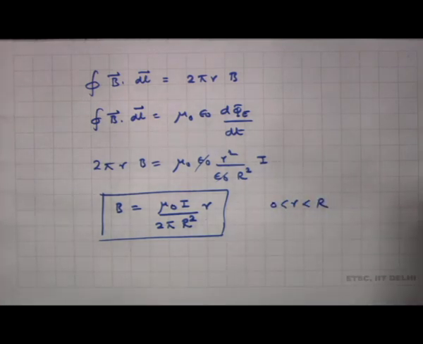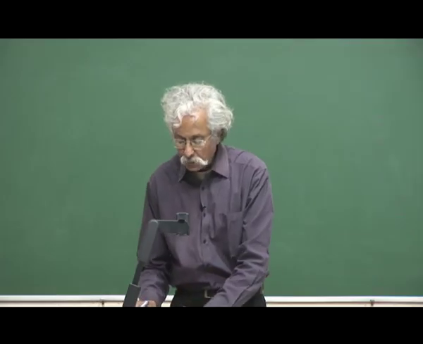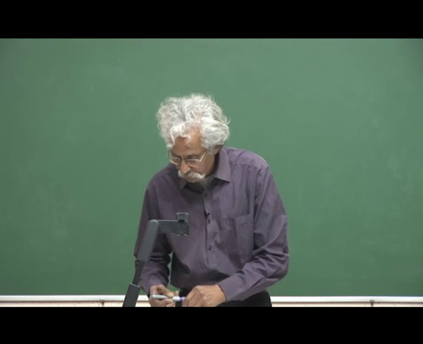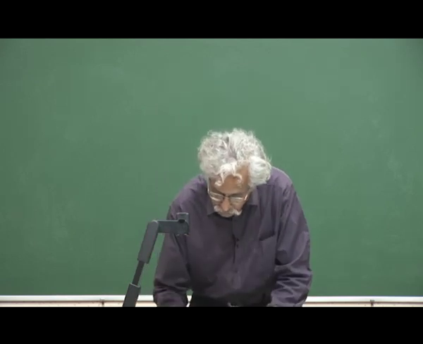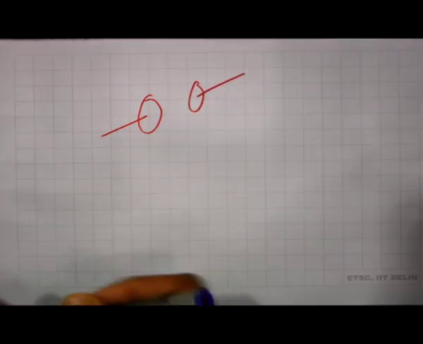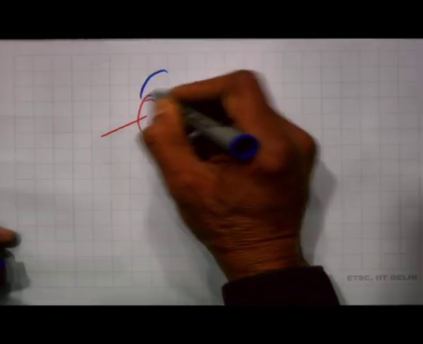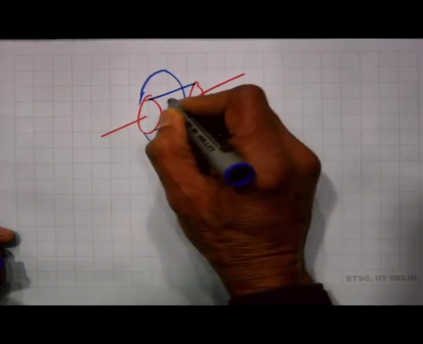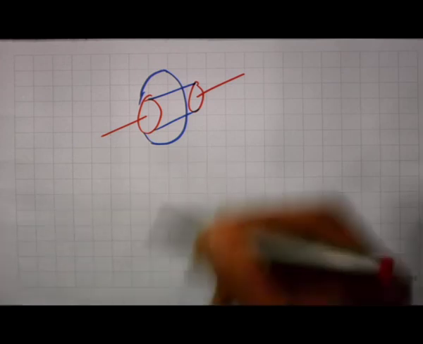Similarly, I can calculate the magnetic field outside the plates of the capacitor. So, if I draw the figure again, I have the capacitor plate like this. Now, my loop is outside the plates of the capacitor, but the electric field only exists in this region.